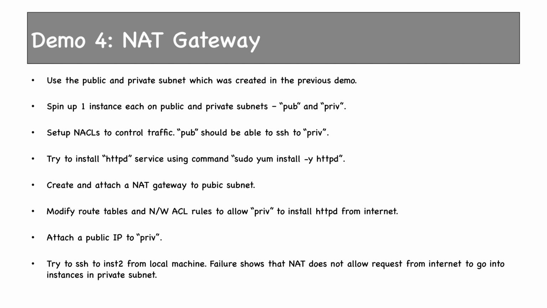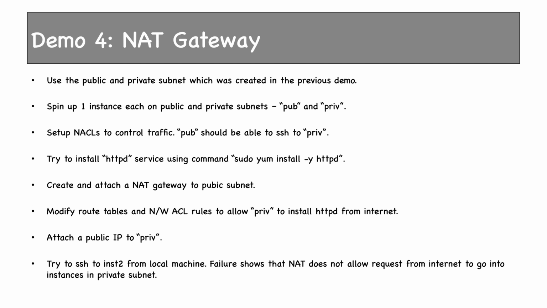Let's see NAT in action now. We'll use the public and private subnets which were created in the previous demo. We'll launch one instance each on the private and public subnets, and the names would be pub and priv. We'll set up NACLs to control traffic. The pub instance should be able to SSH to the priv instance. We'll try to install HTTPD or Apache using this command in the priv instance. It should fail.